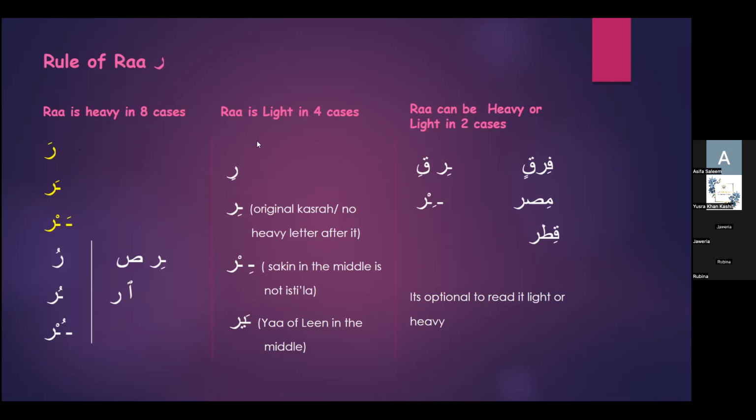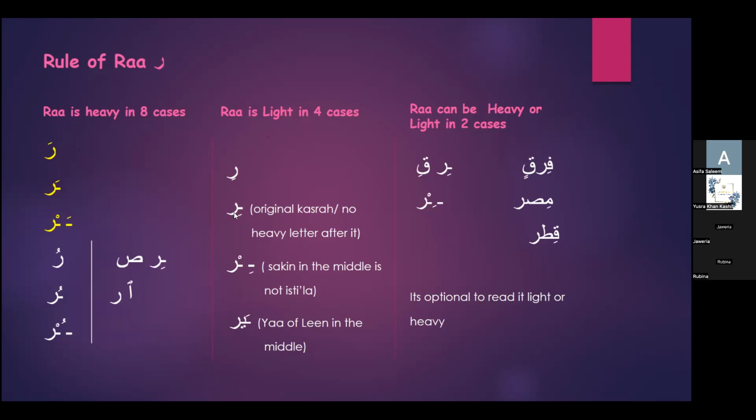We have ra, which is light in 4 cases. We have a ra with a kasra. Almost the pattern is the same. Now it's only with a kasra. And a few explanations and clarifications. Ra kasra is always read light.